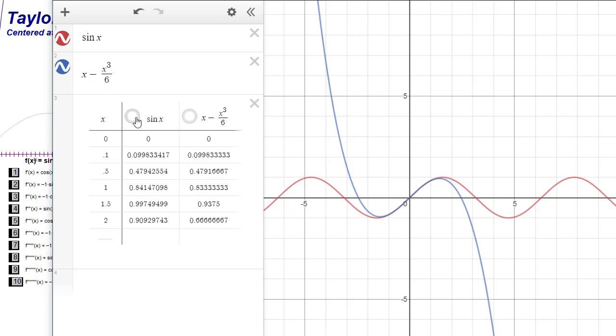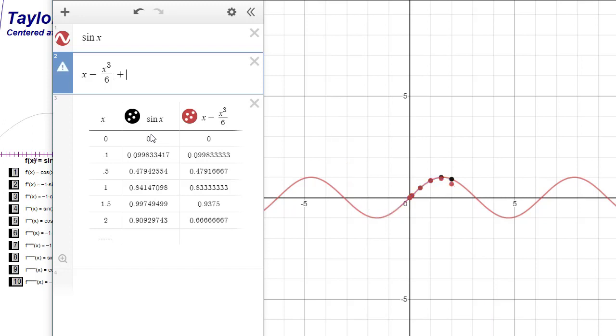So where do these points live? There's the actual function values that I'm interested in, and there's my approximating function values. Okay, well, I can actually get even more accurate. So pay attention to this value right here. This is not a good approximation. This is 0.666 and this is 0.909. How can I get even more accurate?